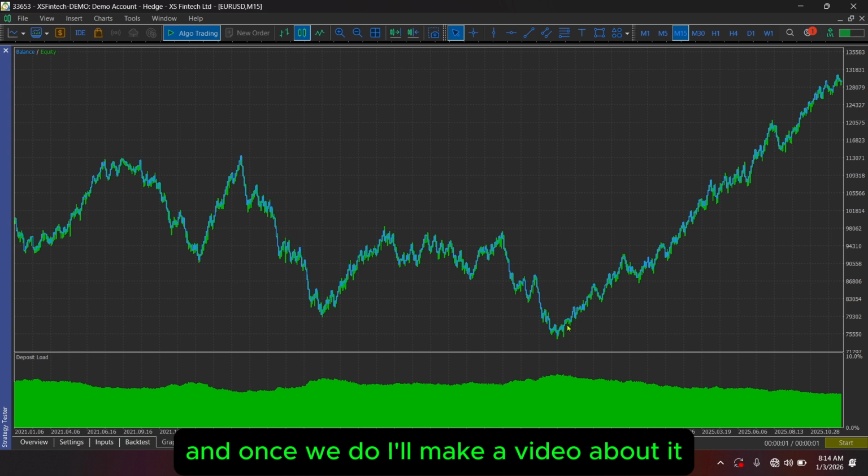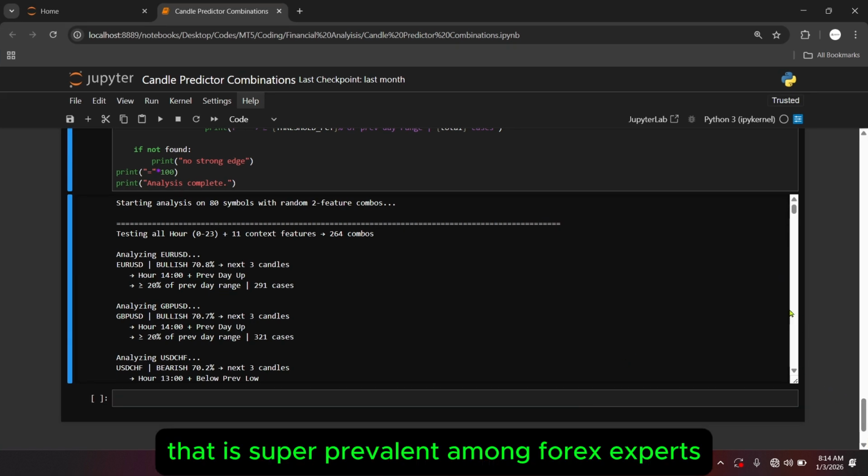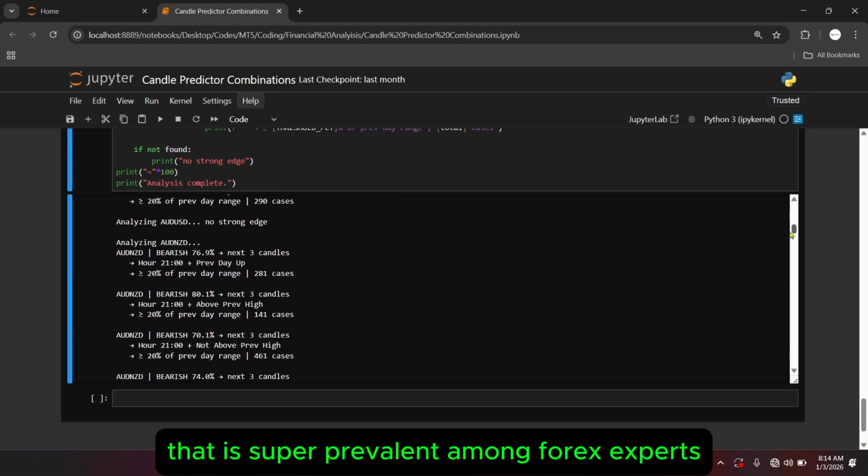And once we do, I'll make a video about it and I'll upload that video to Trading Kernel so that you can learn about this edge that is super prevalent among Forex pairs.